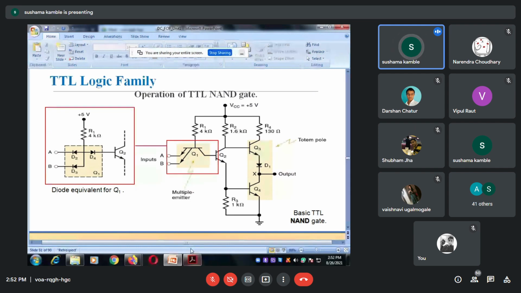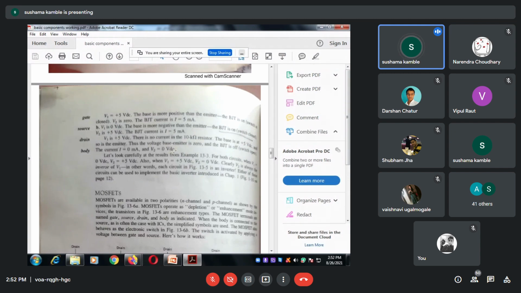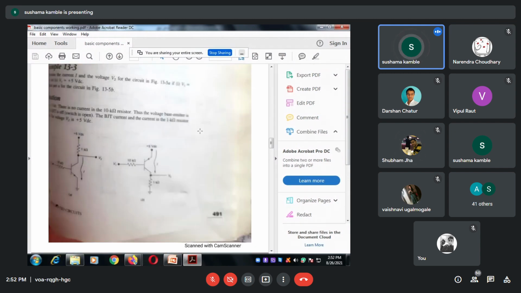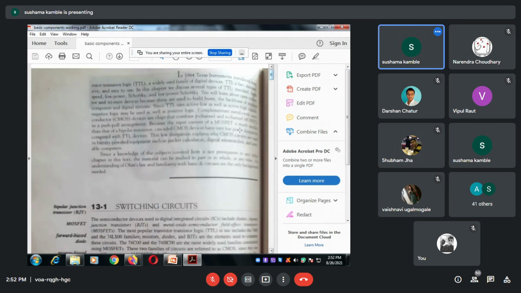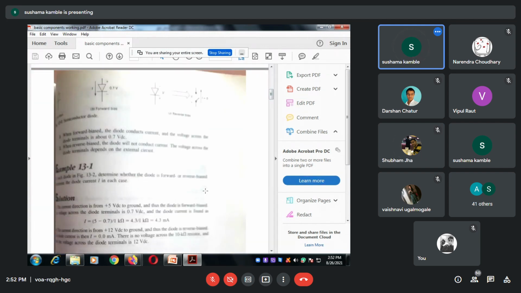We'll just revise some basic things, how the basic components work, when they are going to be on and when they are going to be off. Okay. These are a few pages from the book I told you. Ma'am, you told RP Jain and Malvino Leach. Malvino Leach. These are a few points from Malvino Leach.